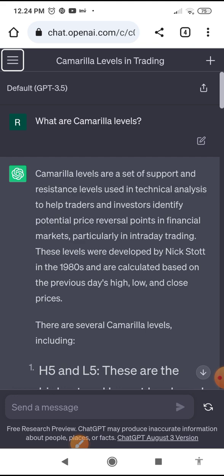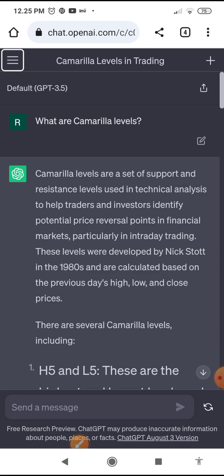Now ChatGPT is saying that Camarilla levels are a set of support and resistance levels used in technical analysis to help traders and investors identify potential price reversal points in financial markets, particularly in intraday trading. These levels were developed by Nick Stott in the 1980s and are calculated based on the previous day's high, low and close prices.